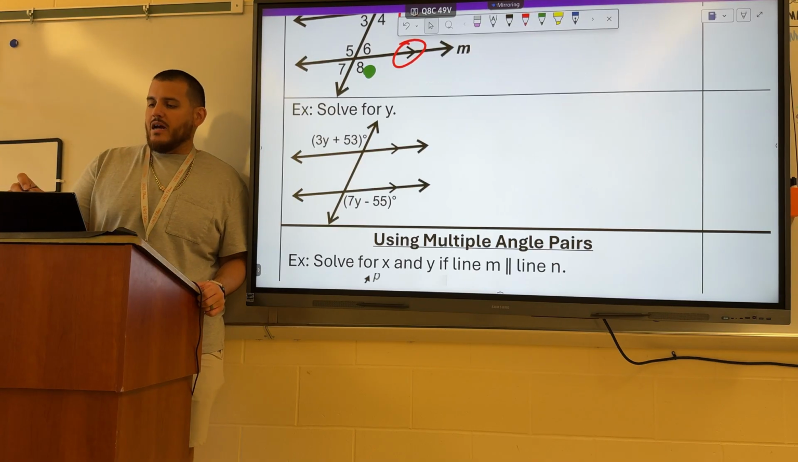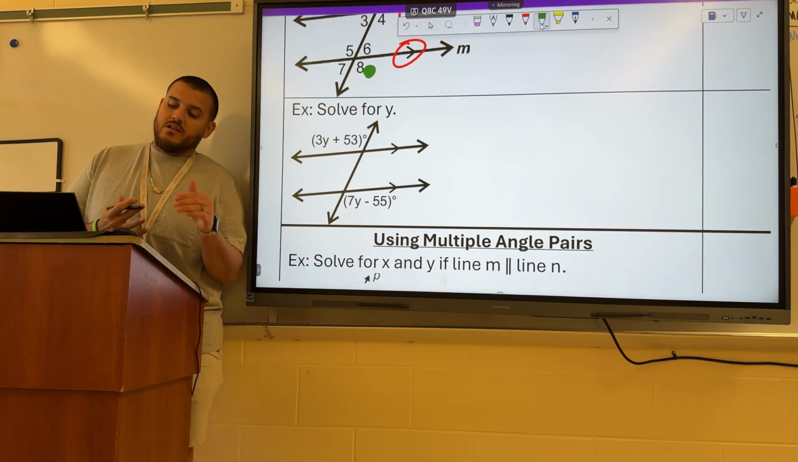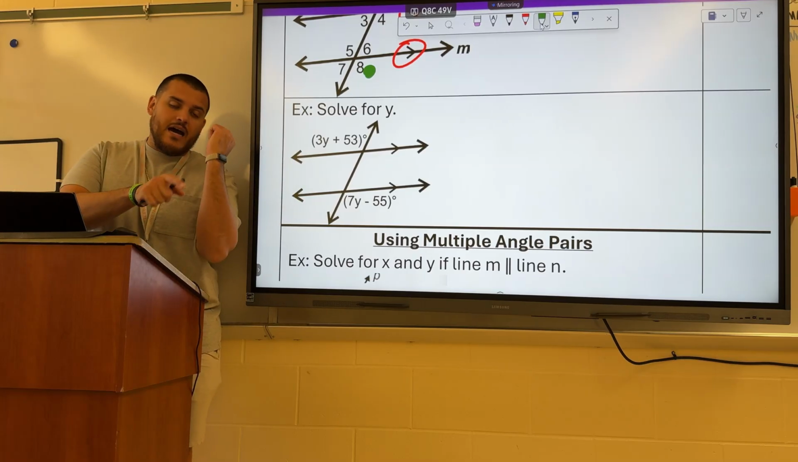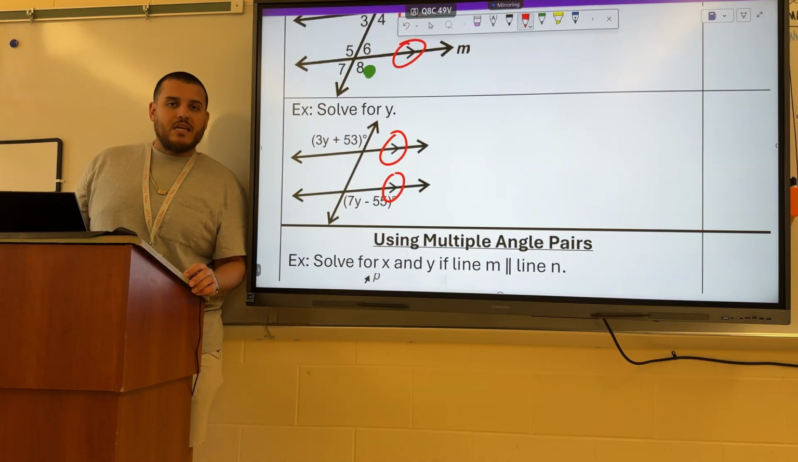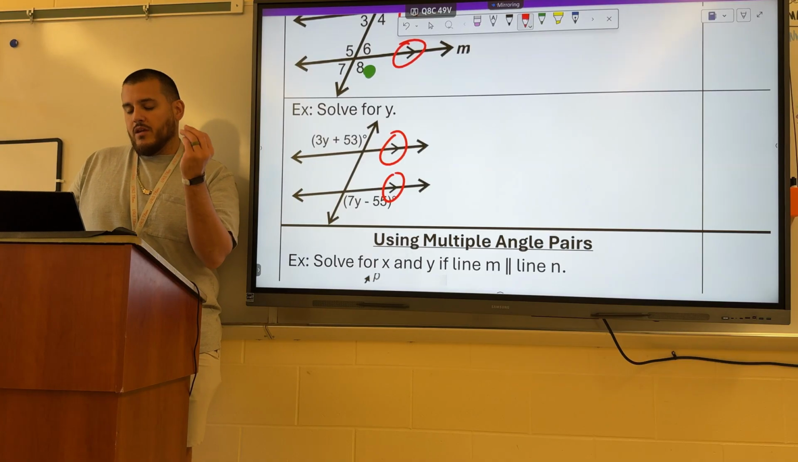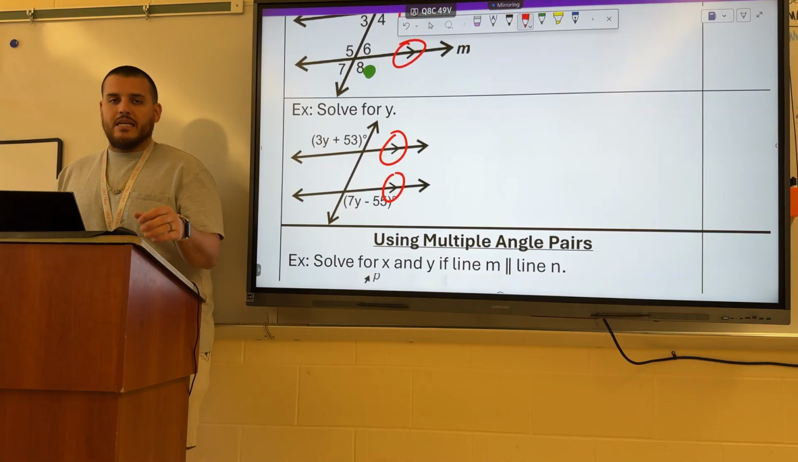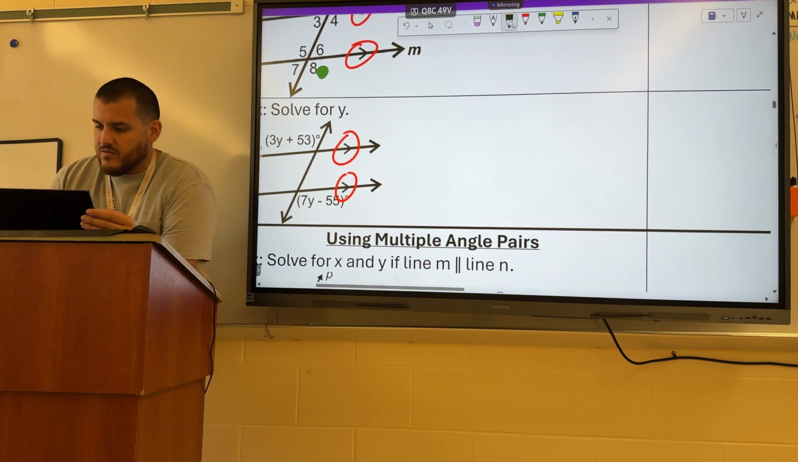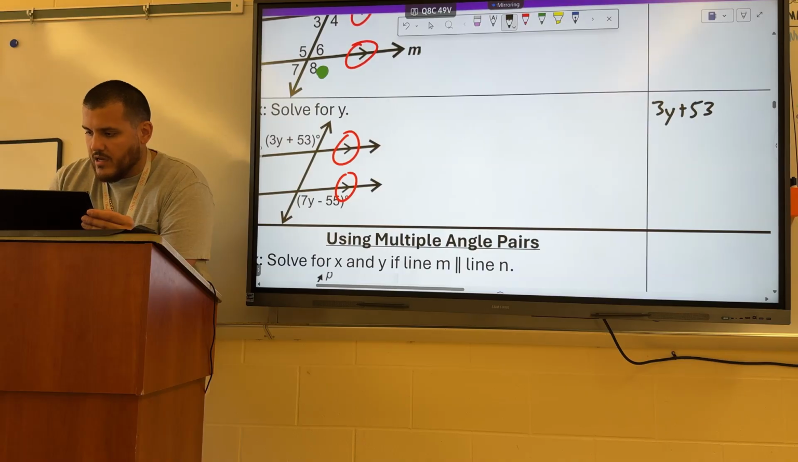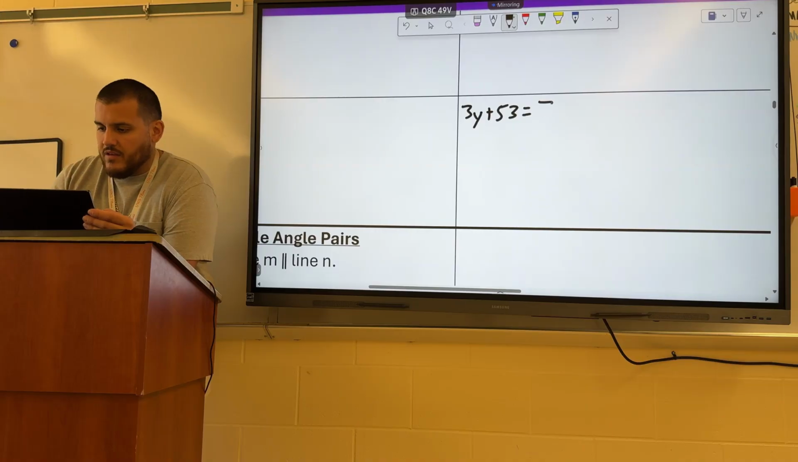Applying our algebra now, we can recognize these are alternate exterior angles where our y's are because they're outside of our lines on opposite sides of the transversal. We recognize that these lines are parallel because they have a matching amount of arrows, and then we are drawing on our memory here that on parallel lines, alternate exterior angles are congruent to each other. So that means those values must be equal. That 3y plus 53 must equal that 7y minus 55.